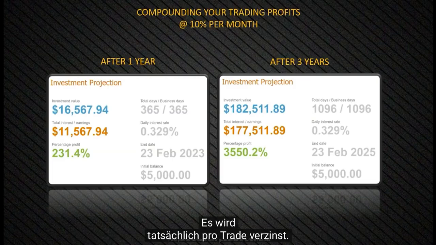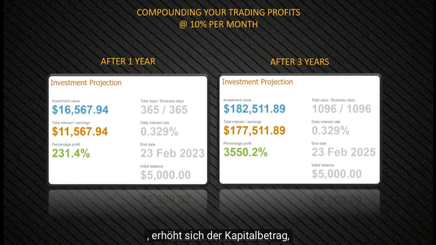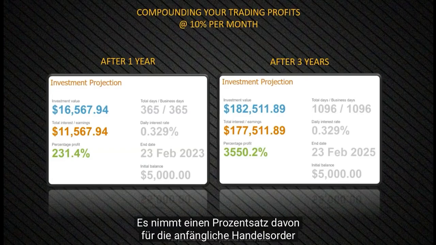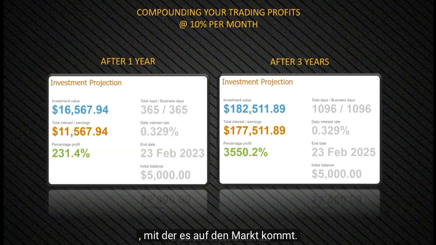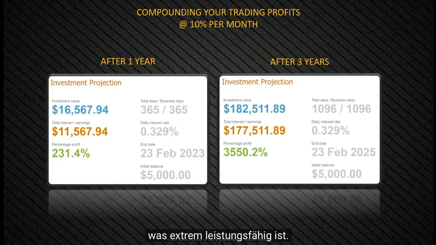It's actually compounding on a per trade basis. So every time a trade closes successfully, the amount of capital allocated to that particular crypto coin increases. It takes a percentage of that for the initial trade order that it enters the market with. So you're compounding from one trade to the next multiple times per day, which is extremely powerful.